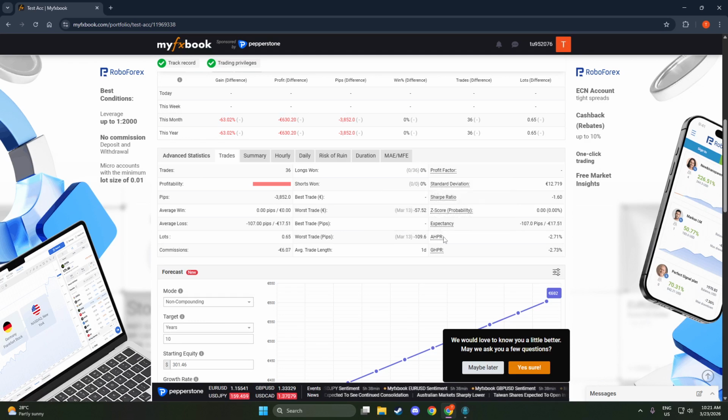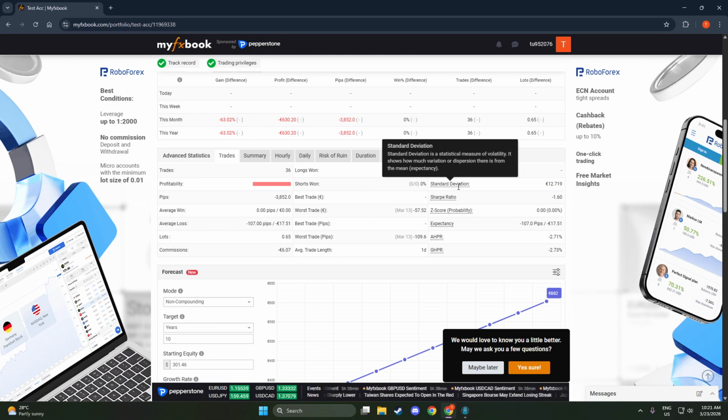Standard deviation measures how spread out your results are. A higher value means your trade outcomes vary widely, which can signal a more volatile strategy or inconsistent execution, while a lower value points to steadier results.